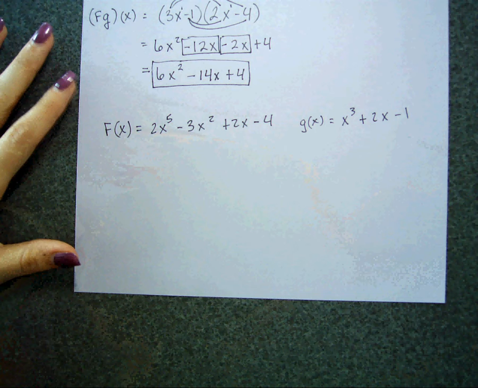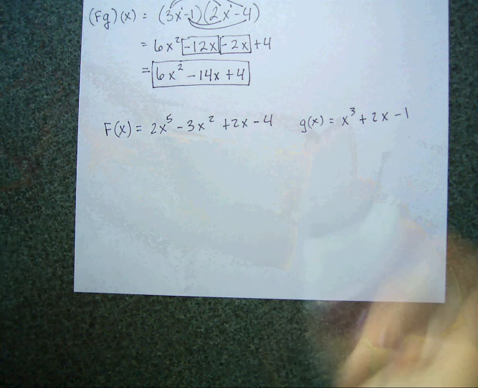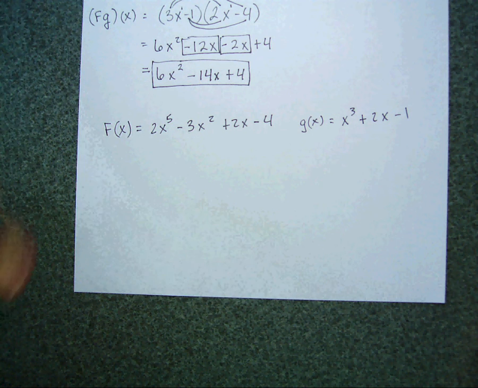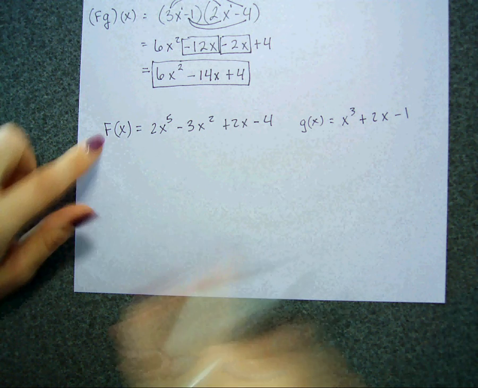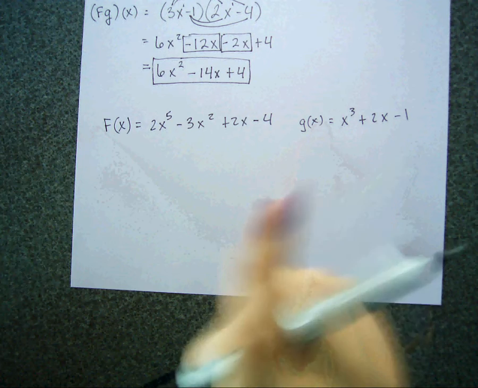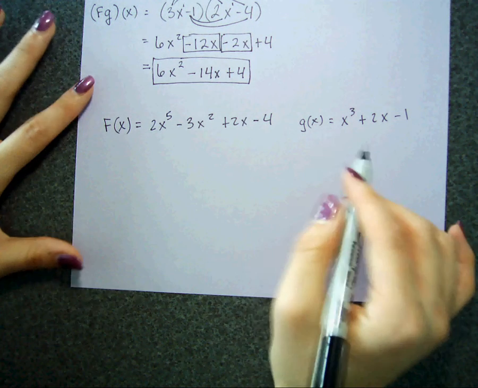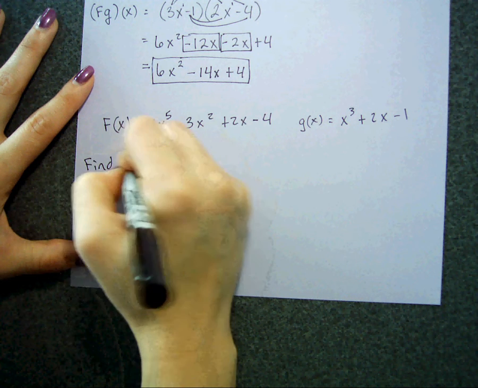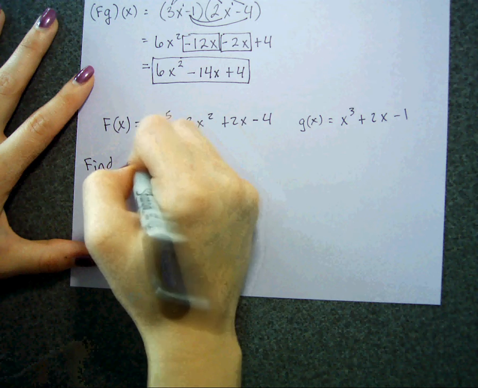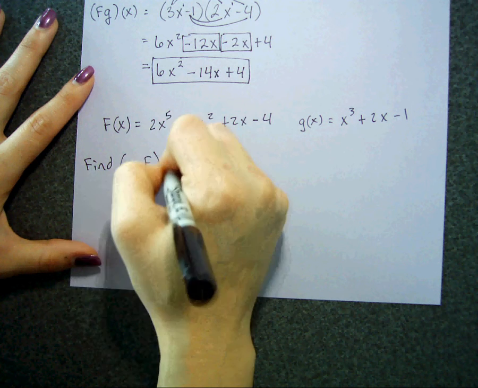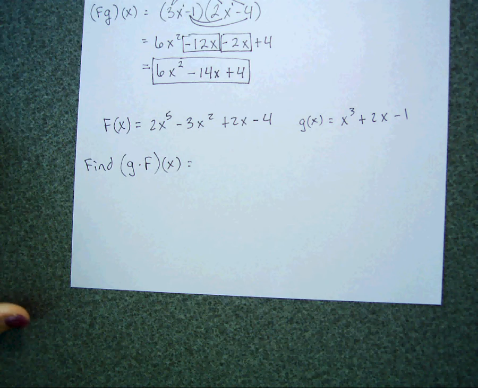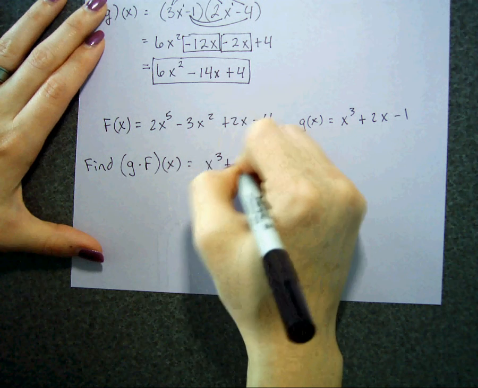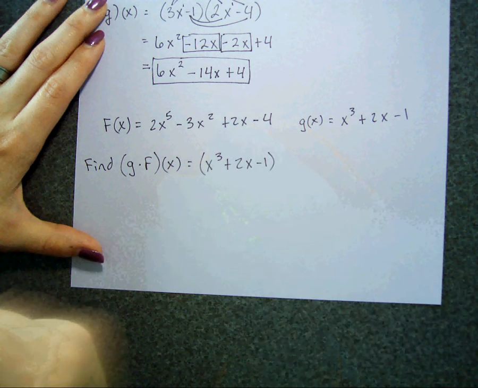So with multiplication, the order doesn't matter. Just like in regular numbers, the order does not matter. 2 times 3 gives me 6. 3 times 2 gives me 6 as well. So f times g is the same thing as g times f. All right, does not matter. And so I'm going to find g times f of x. And so I want to multiply all of g times all of f.